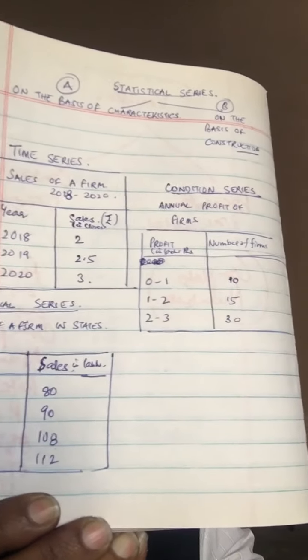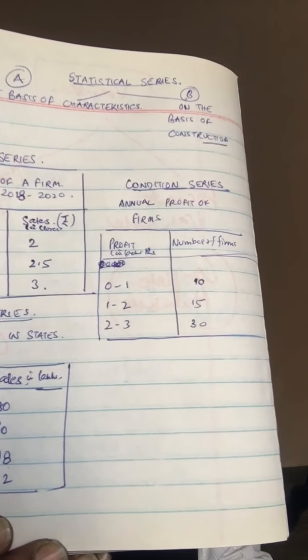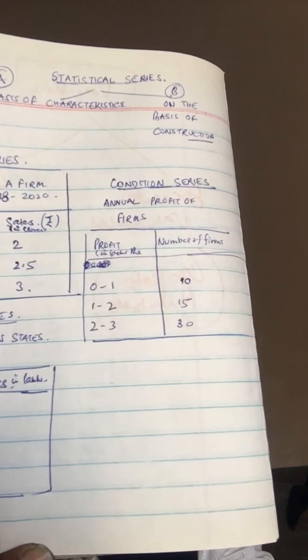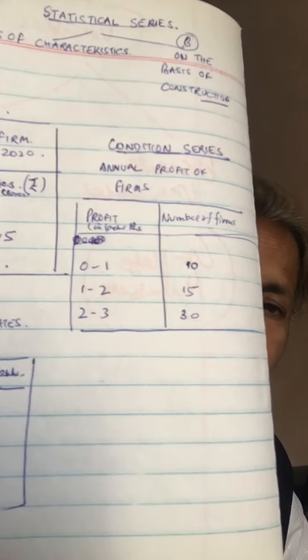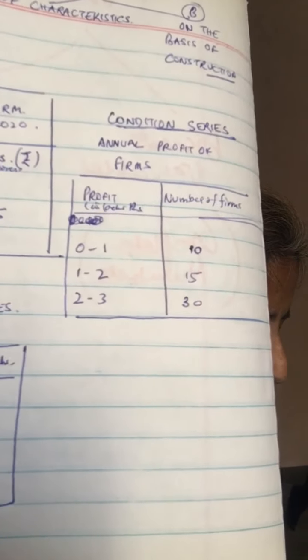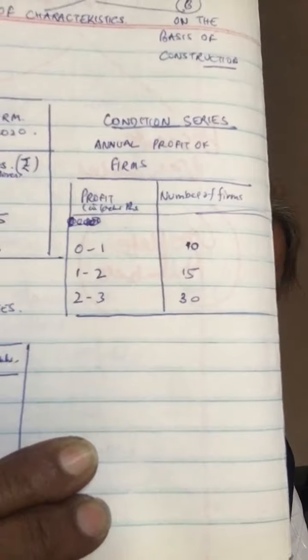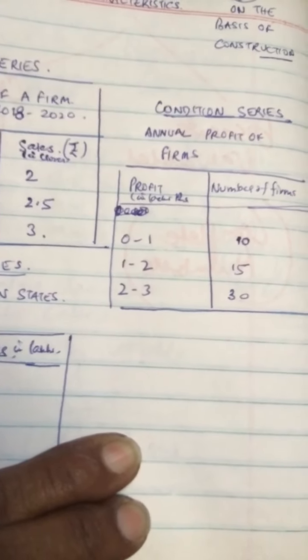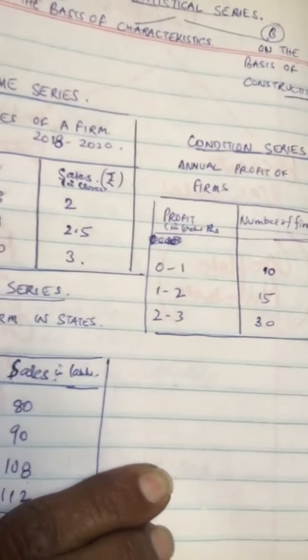Now we come to the condition series. A series of values of some variable made according to a condition is called a condition series. The data are presented with reference to some conditions such as height, age, weight, income, etc. In this, the condition is the annual profits. So the condition is profits, and we are talking about how many firms made how much profit. You can see for yourself.